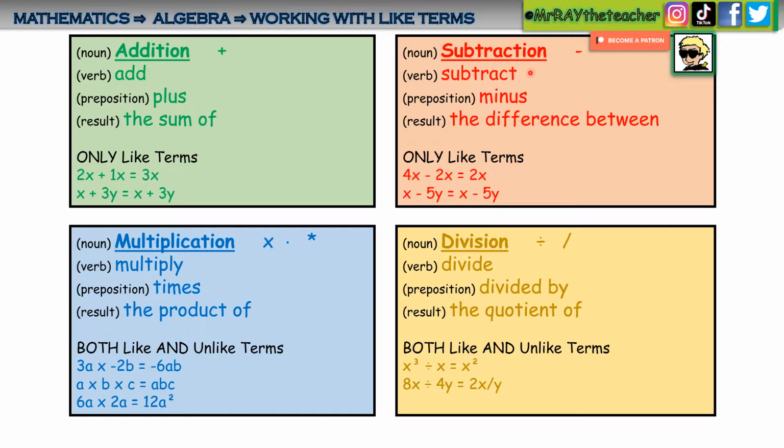Then we've got subtraction, which is subtract, minus, or the difference between. This one only works with like terms. So the top two only for like terms. Moving down, we've got multiplication. Those are your different symbols.